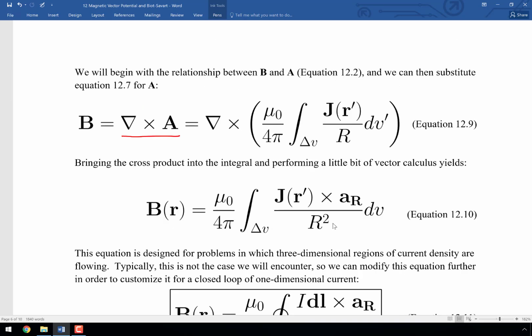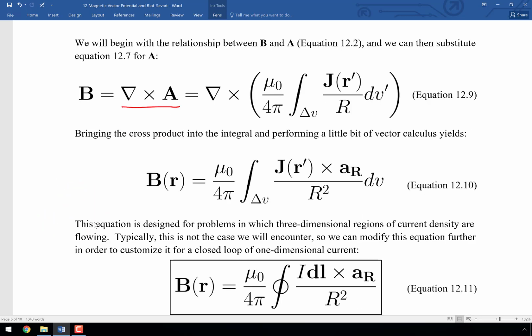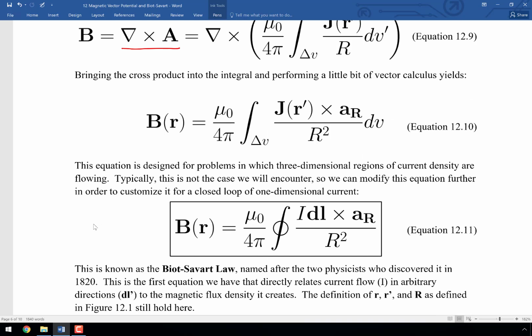12.10 is actually more than what we need. 12.10 is going to give us that idea of a three-dimensional flow of current that's going in complex patterns. And typically in this class, at least, we're not going to tend to see those very complex three-dimensional patterns. We're just going to be working with a single wire of current. So we can simplify equation 12.10 down to equation 12.11. Again, I'm omitting the details of that simplification, but I think what we want to learn more about in this class is applying these rules rather than deriving them.